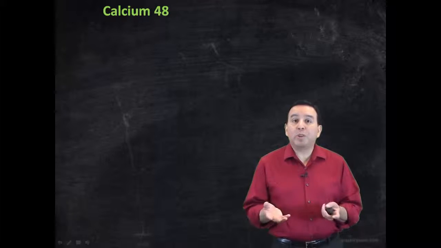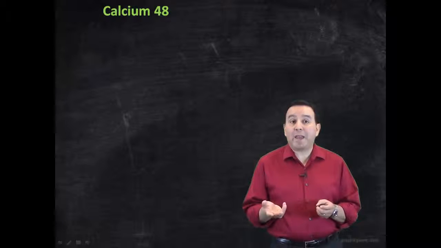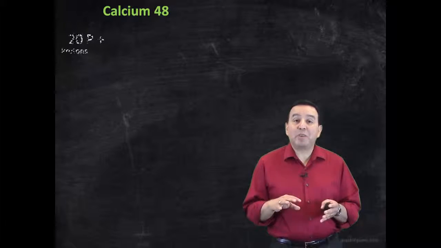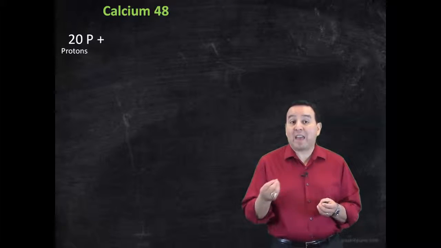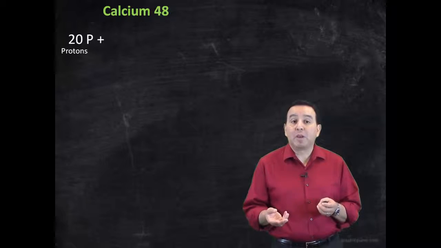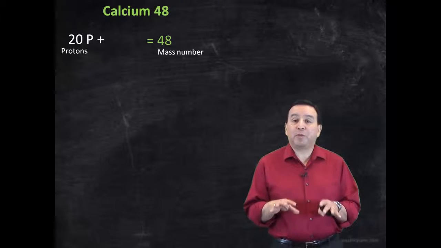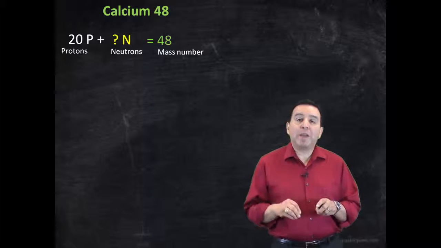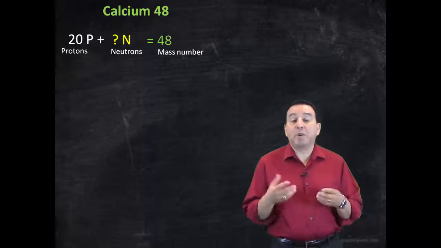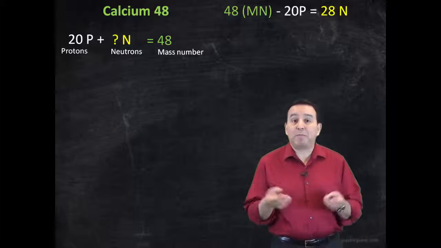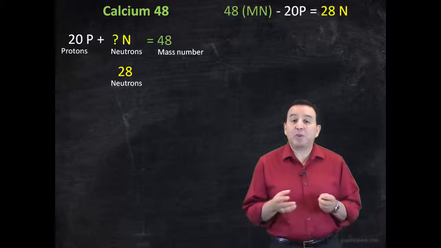So what is in the nucleus for the element calcium-48? We know calcium has 20 protons because that's calcium's atomic number. We also know the mass number is 48, so 48 minus 20 will give you the number of neutrons. And 48 minus 20 is 28 neutrons.